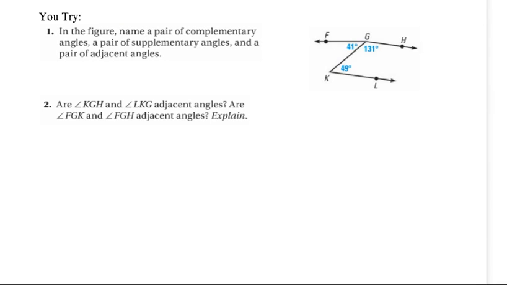Next would be our supplementary angles, and that would be GKL, so our 49 degrees again, and KGH, which is 131 degrees. So 49 plus 131 gives us 180 degrees, and those two would be our supplementary angles that make up a pair.